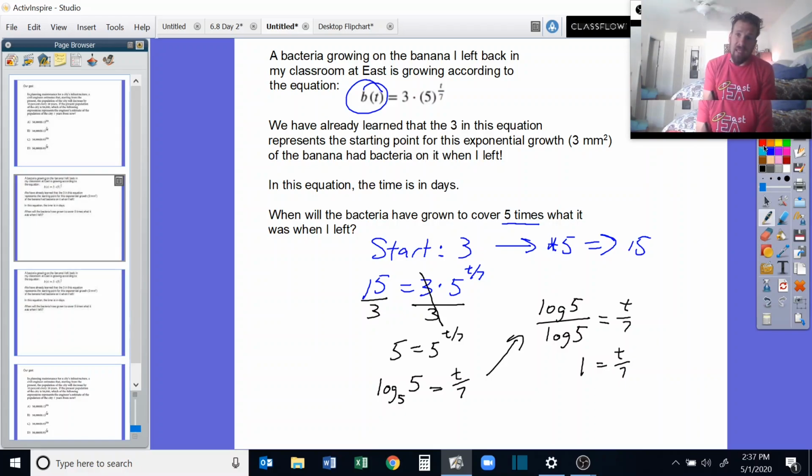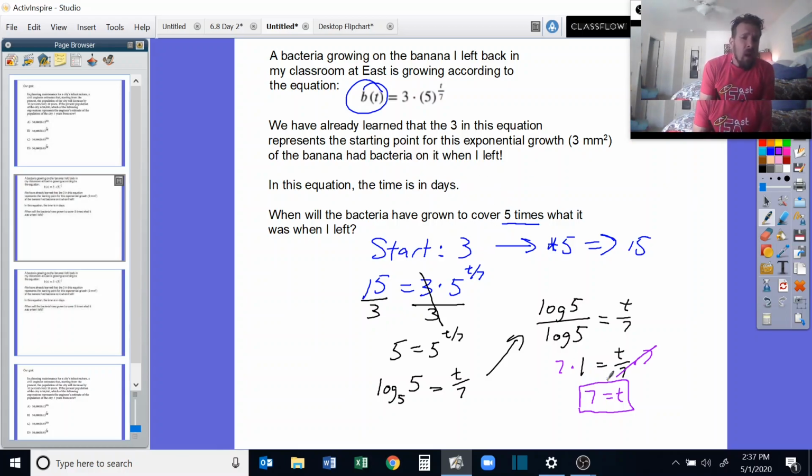I need to get that t by itself. So I'm going to go ahead and multiply that 7 on both sides so that I cancel this 7, and I find out that t equals, well, 7 times 1 is 7. So 7 days, a week, is how long it takes before my banana has 5 times as much bacteria on it. Gross, sitting in my classroom at East.